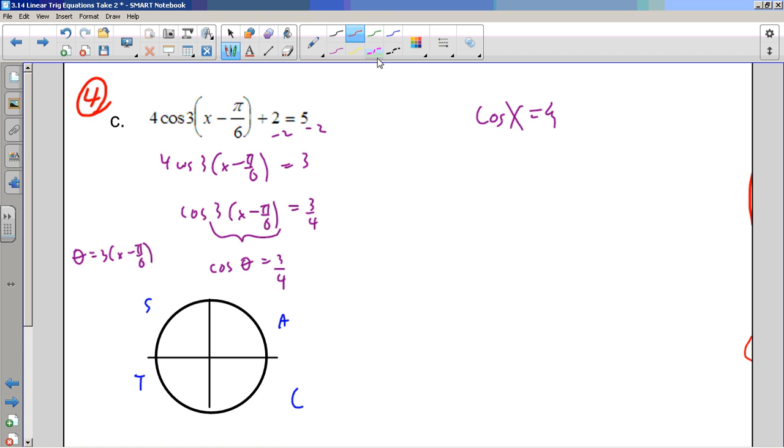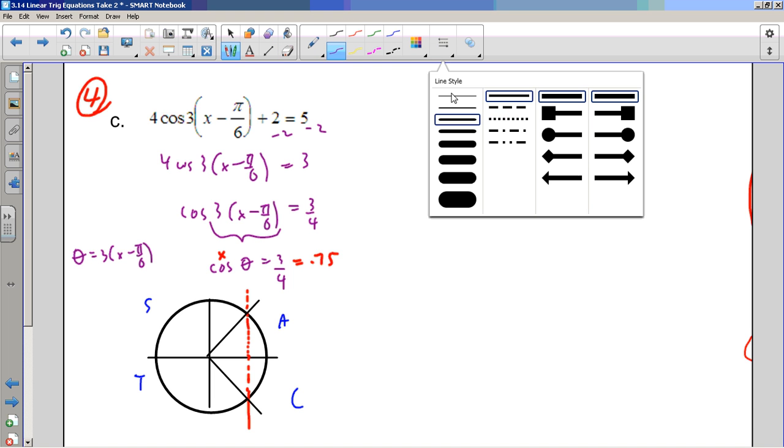I like thinking about it this way. I know the cos is the x coordinate. So when is the x coordinate 0.75? Well, x coordinate is 0.75 right about there. And then I can get my two solutions, one in this quadrant and one in this quadrant. Okay, and there's my two thetas at least, and I'll put them on my diagram.